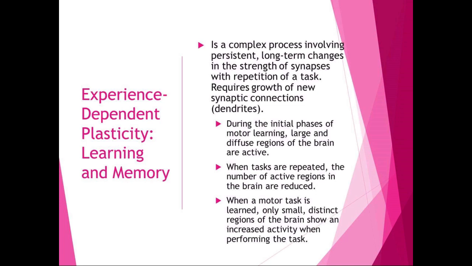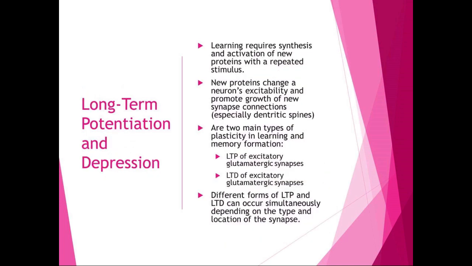So that type of learning requires synthesis and activation of new proteins with a repeated stimulus. The synthesis and activation of new proteins changes the neuron's excitability, and it promotes the growth of new synapse connections, particularly in dendritic spines. So those are the little projections from the dendrites. So it actually requires growth of new synaptic connections. There are two different types of changes that are common in this experience-dependent plasticity, and they're called long-term potentiation and long-term depression. So long-term potentiation converts silent synapses to active synapses.